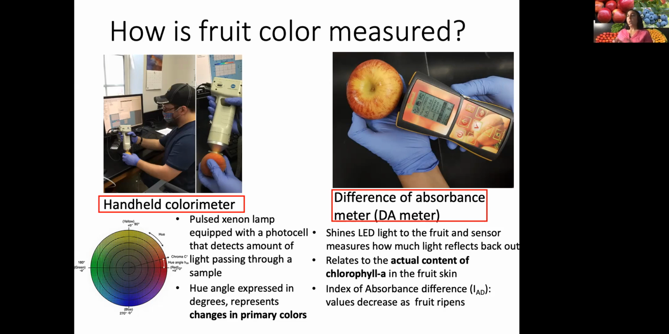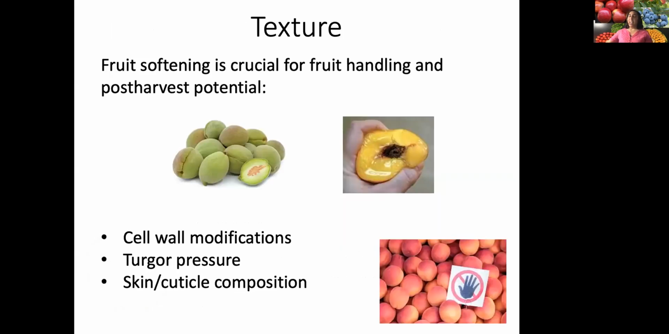Okay, so again, this is another way of quantitatively being able to measure color of fruits. And both of them are non-destructive, so our fruit is totally fine to be consumed after this. So that's about color. Now let's move into our next parameter that is also key for fruit quality, related with textural characteristics.